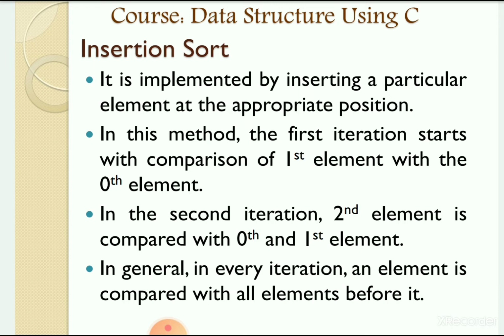First we go to the first element, compared with the zeroth. Then in the second iteration we compare the second element with the zeroth element and the first element. After that we select the third element and compare it with the zeroth, first and second element. Again, like that we go ahead. In general, in every iteration an element is compared with all the elements before it. We do it in ascending order normally.